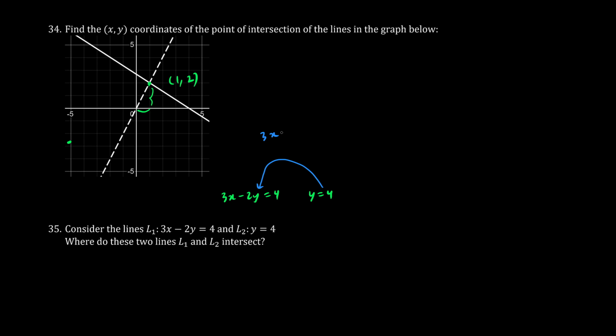So 3x minus 2 times y equals 4. Using basic algebra, 3x minus 8 equals 4. So 3x equals 4 plus 8, which is 12. And so we have x equals 4. We know the x value, we know the y value, so the coordinates of the point of intersection is 4, 4.